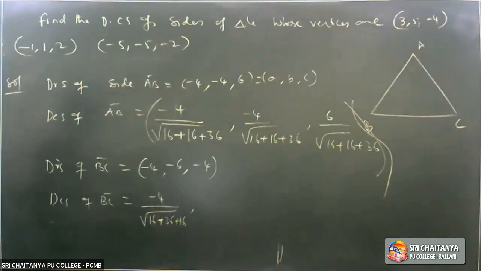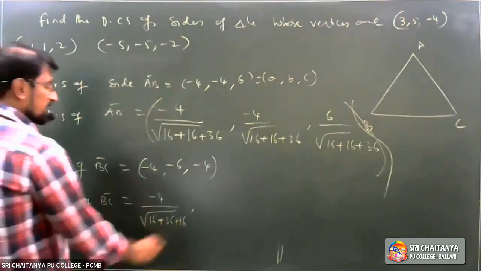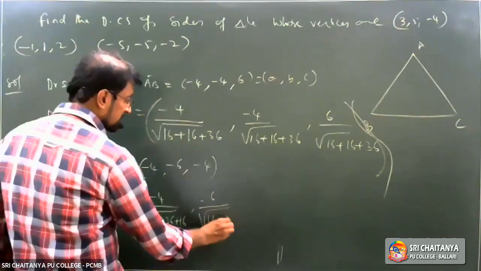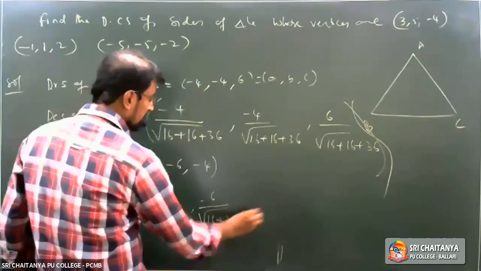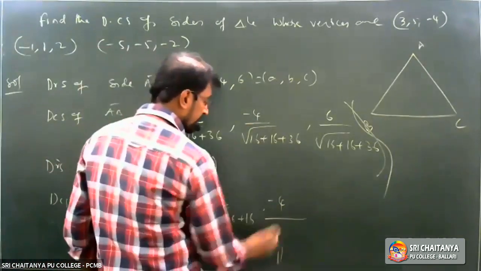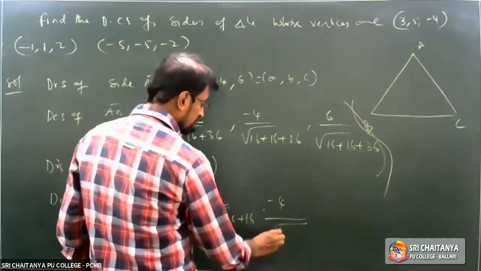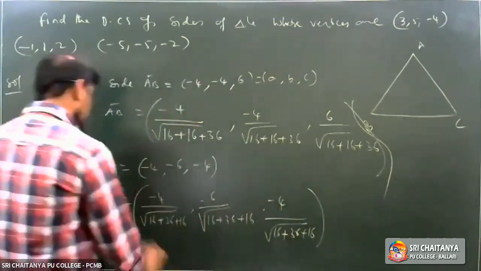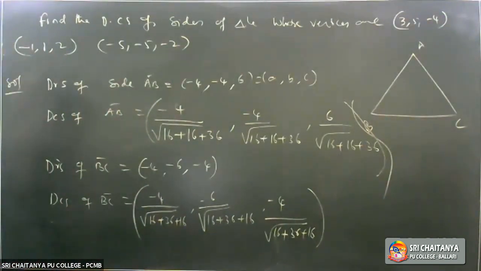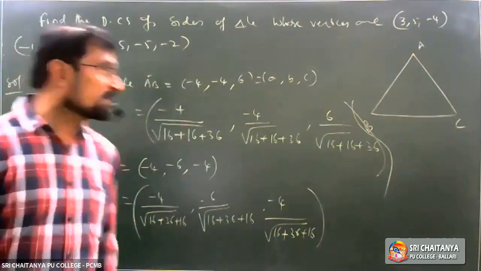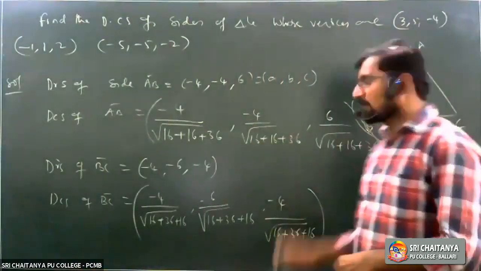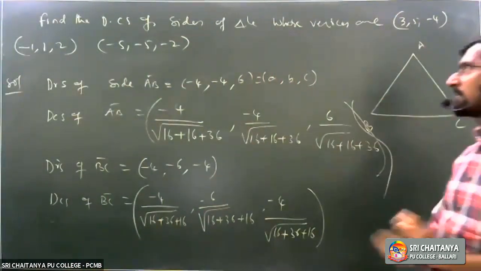Similarly, DCs of BC bar is equal to minus 4 by this, minus 6 by root of 16 plus 36 plus 16, minus 4 by root of 16 plus 36 plus 16. Okay, copy this up to here. If you want, similarly you can find the DRs of CA bar, and after that the DCs of CA bar. Copy up to here. I will discuss DCs of CA bar.